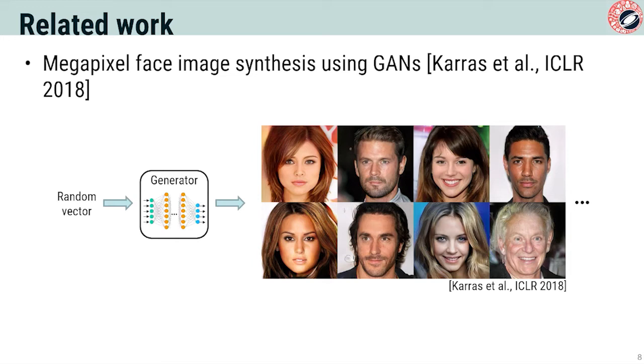Now, early GAN architectures were actually quite limited in the resolution and complexity of the image distributions they could learn, but there has been a torrent of improvements over the last couple of years. For example, a recent approach by Karras and colleagues, which was published this year at ICLR, achieves photorealistic face image synthesis at megapixel resolutions. However, their approach is a purely generative model, and it simply maps a random vector into an image without enabling any user control.